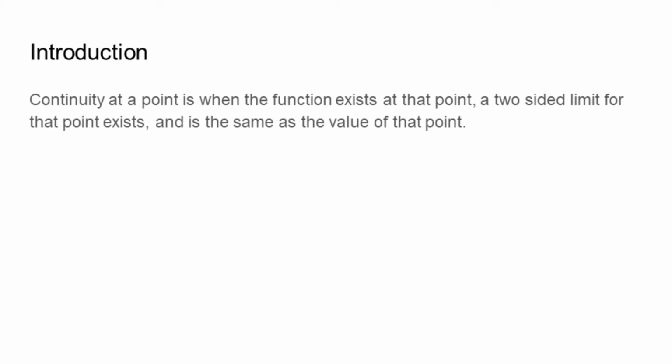Continuity at a point is when the function exists at that point, a two-sided limit for that point exists, and is the same as the value of that point. So f of c exists, the limit as x approaches c of f of x exists, and the limit as x approaches c of f of x is equal to f of c.